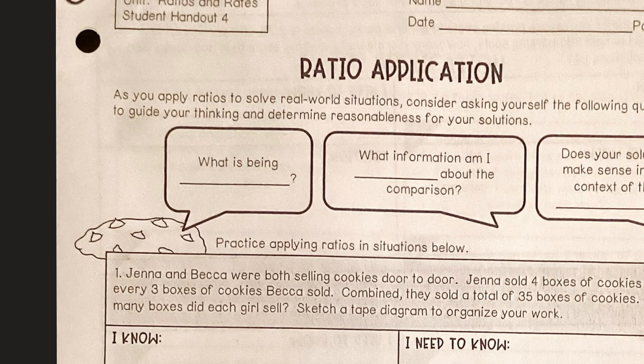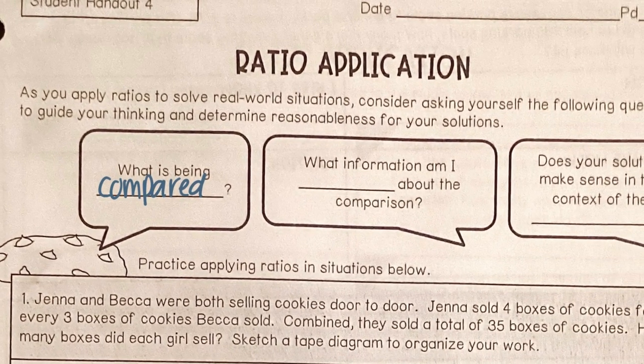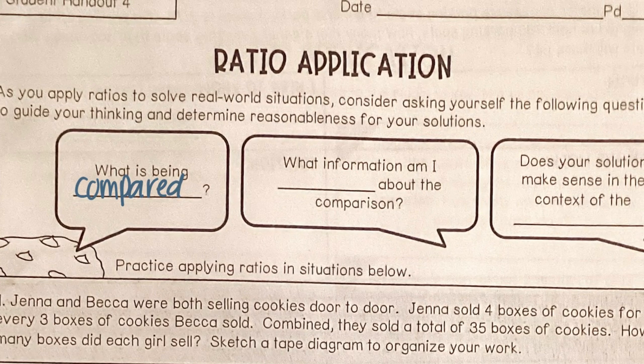The first one says, what is being compared? So the first box here, I want you to write compared. When we are talking about ratios, the first thing we need to ask ourselves is, what is being compared? Next, we need to ask ourselves, what information am I told about the comparison? What information is available to me when it comes to my ratio? So remember, ratios are comparisons.